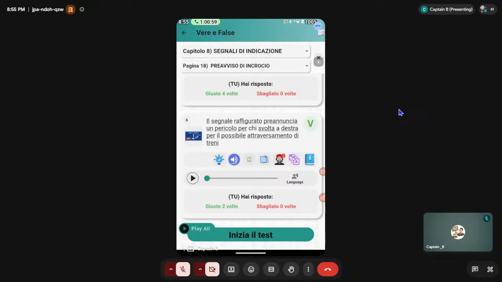Svolta, for who wants to turn. Turn to which side? Destra, to your right. Per il possibile attraversamento, for the possibility that you are going to come across a train, you are going to cross the train track. Yes, it is true, because you see the picture there, it's talking about the train track sign. Right? And the answer is vero.